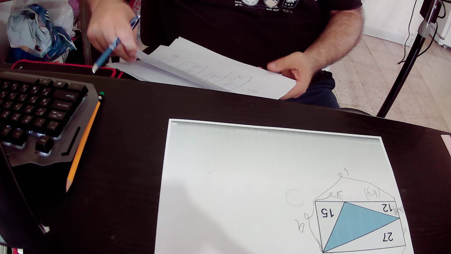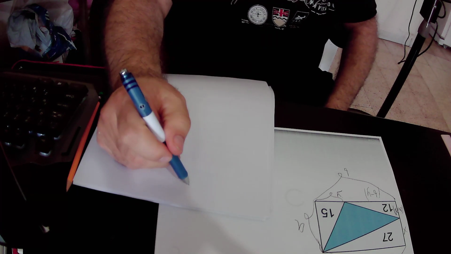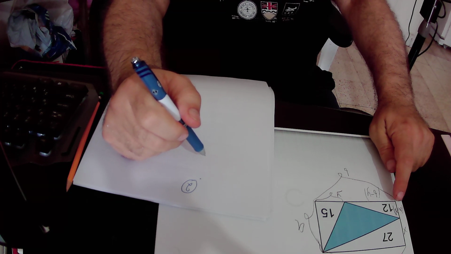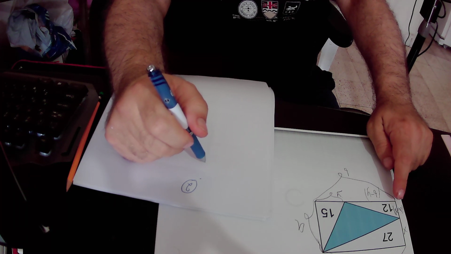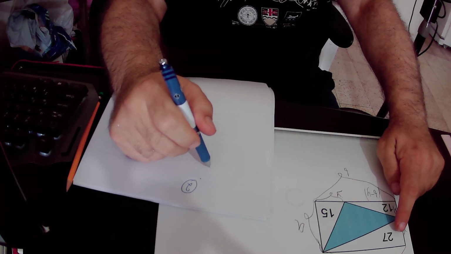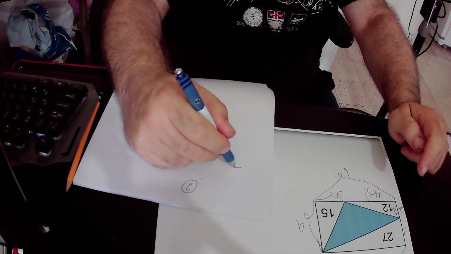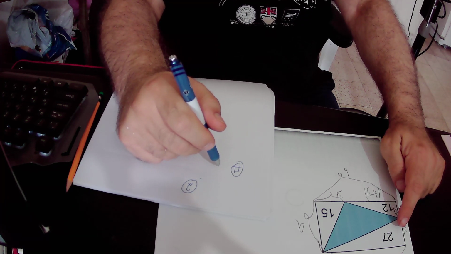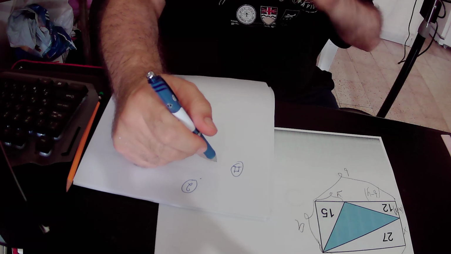Then the second equation will be the formula for the area of this triangle. We already know that its area is 27 units, but first of all we want to create the formula for the area of this triangle.